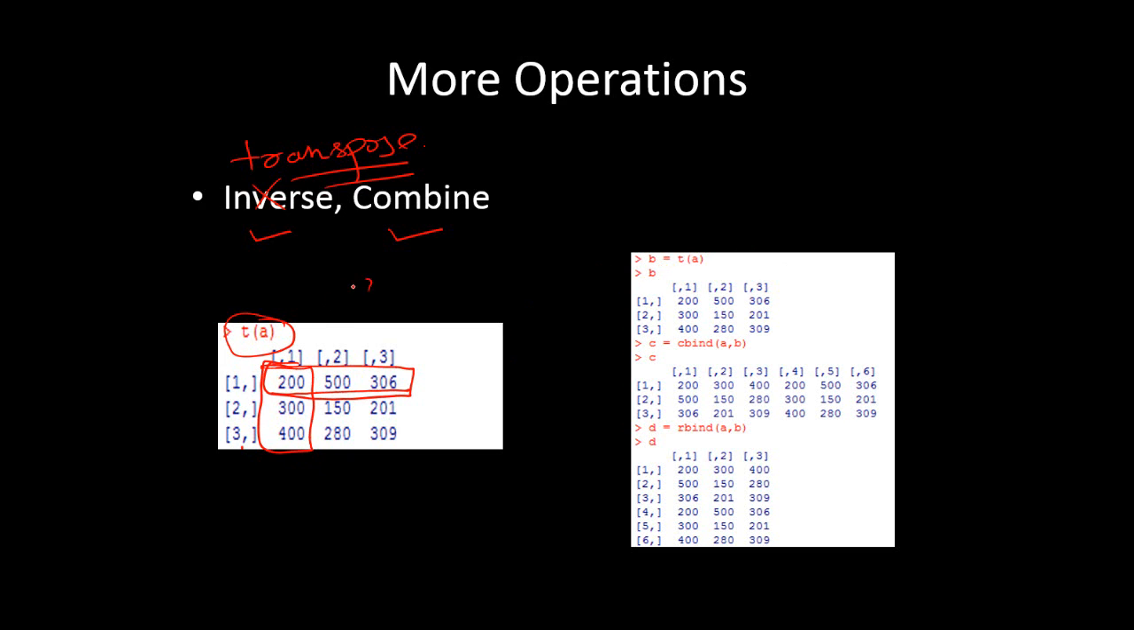Okay, now we define two matrices. Matrix A, we already have matrix A, and now we take the transpose of A and we assign it to another matrix called B. Now we have two matrices A and B, and we want to combine them, right? So we can combine in two ways. We can combine row wise or column wise.